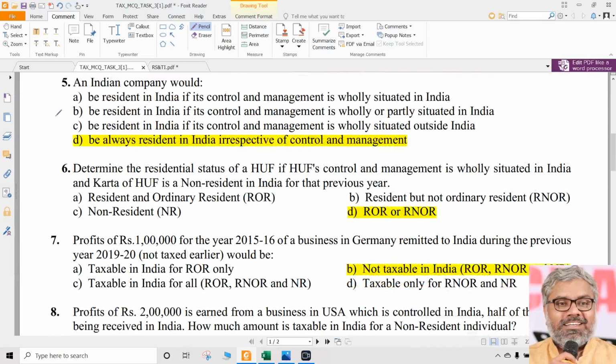Direct question. Question number 5. An Indian company would always be resident. No, we don't need to check anything. No place of effective management, no control and management. All these things are nonsensical.